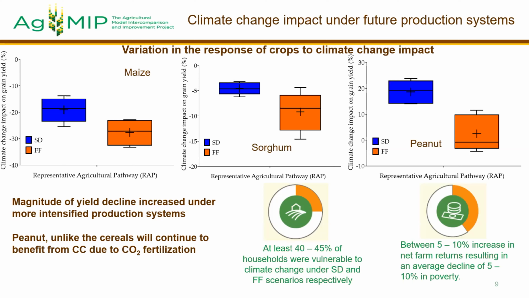And I must indicate again here that one of the main contributing factors to this is also the changes in the socioeconomic parameters that came along with the RAPs. So for instance, the household sizes were big and the average land sizes were also small. But with the projections of increasing land size and reduction in household size, this all fed into the outcome that we see.